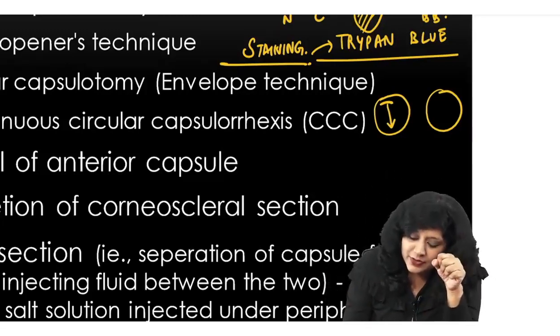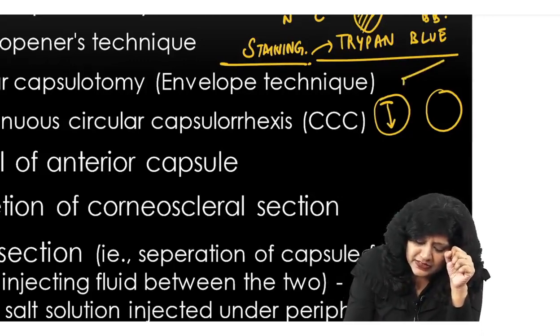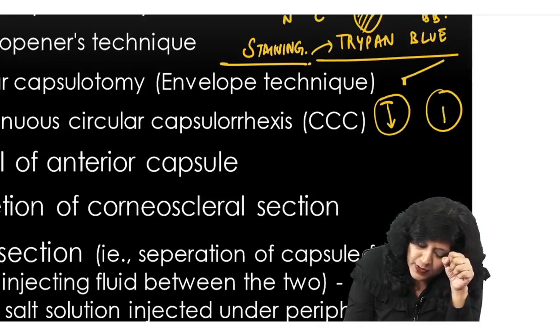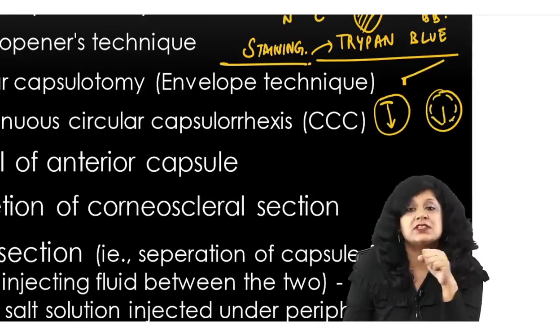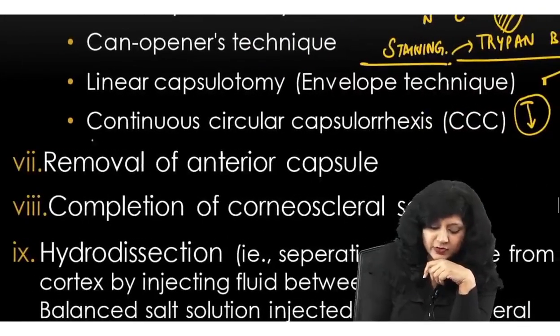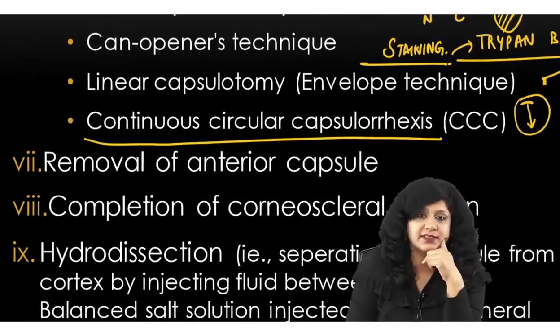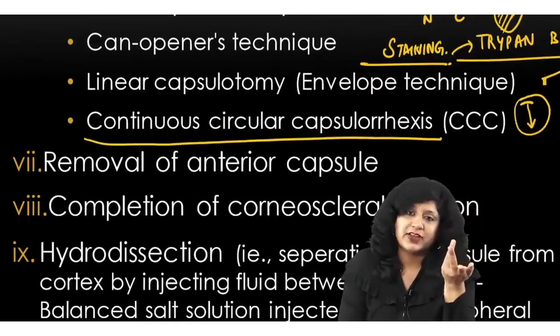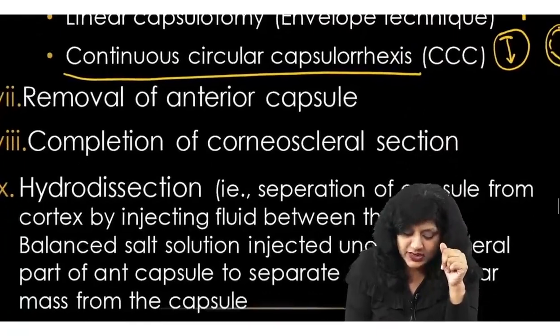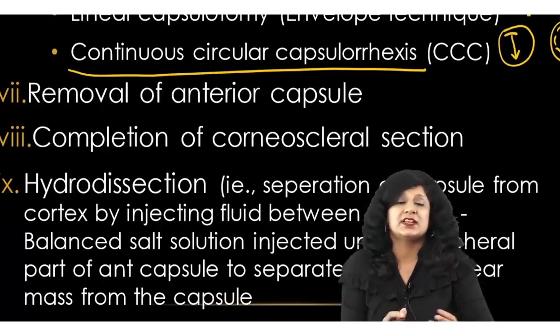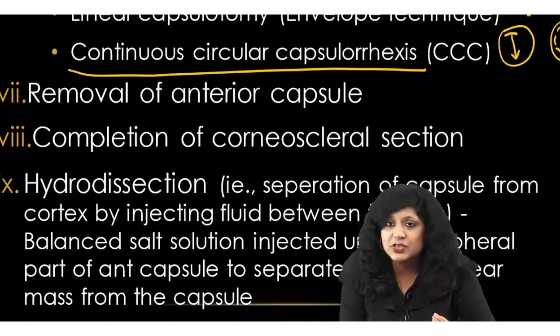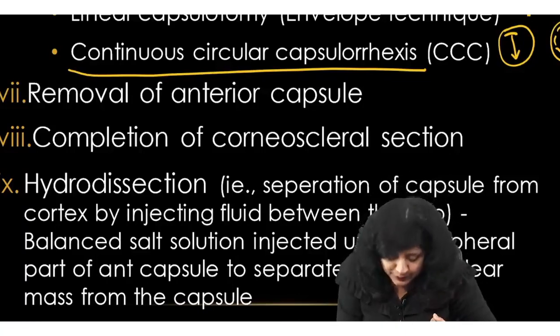The second thing I can do is with the help of a bent needle like this. I am giving a nick here, then I will bring it to the periphery, and then I will keep on extending it in a circular fashion. This is called the continuous curvilinear capsular axis or circular capsular axis. Both mean the same, continuous curvilinear capsular axis. Axis means rent or the opening. It's a continuous opening in a circular fashion made in the anterior capsule.